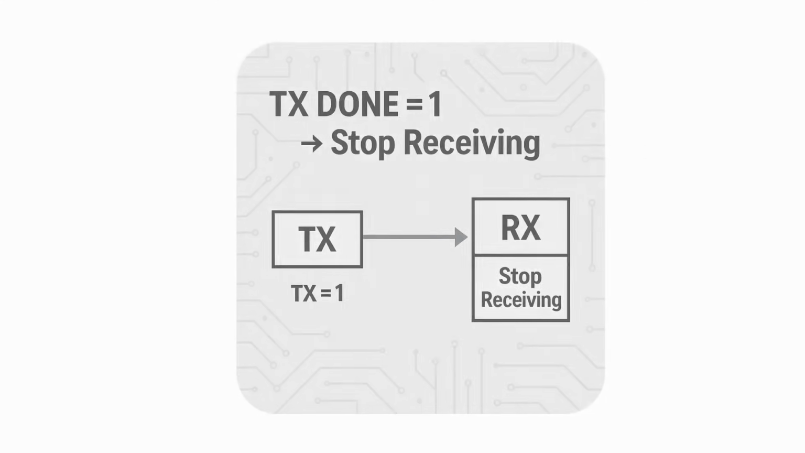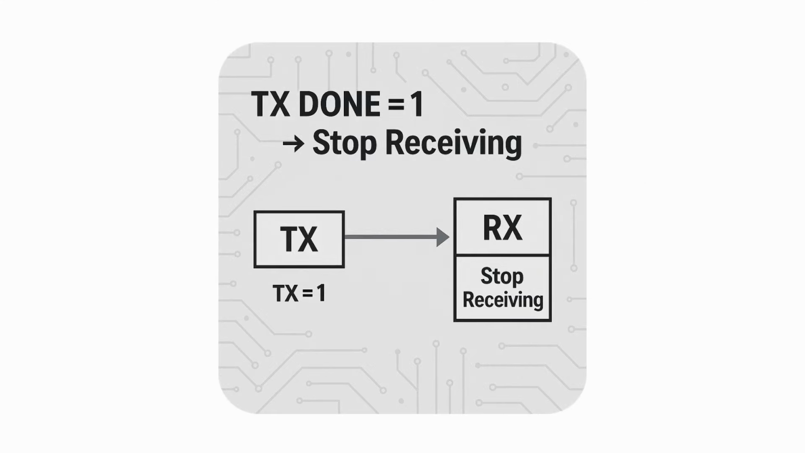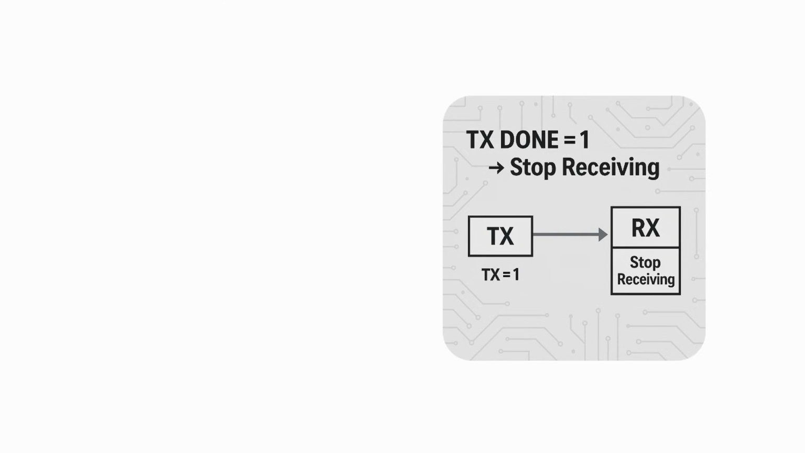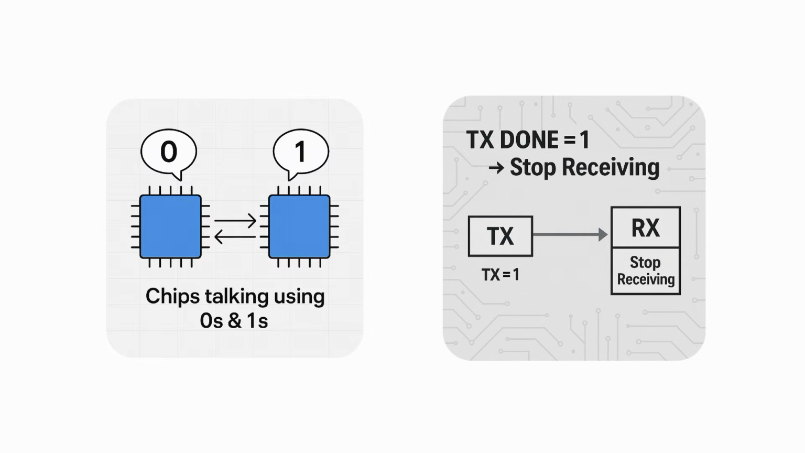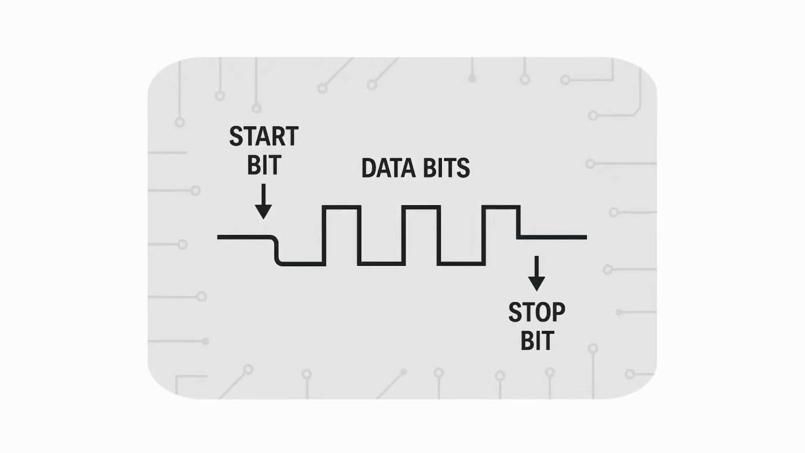There will be a dedicated channel called TX done, which will act as a flag and will be set high when all the data is sent, like telling the receiver, I have sent all the data, so stop receiving. Now, the receiver knows when to stop listening and actually stops receiving the data.